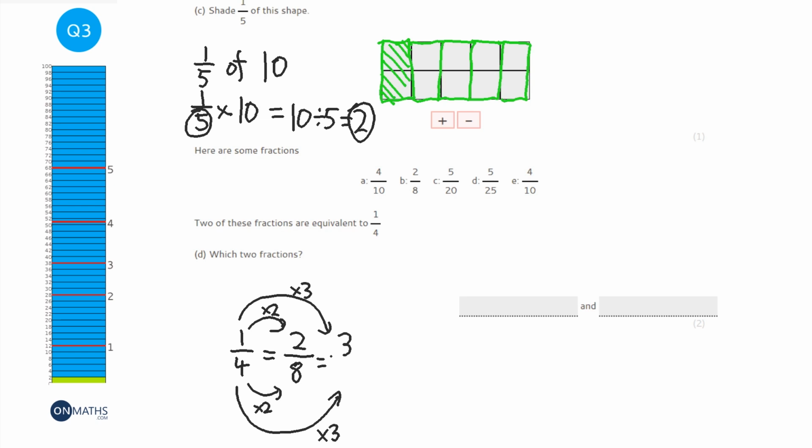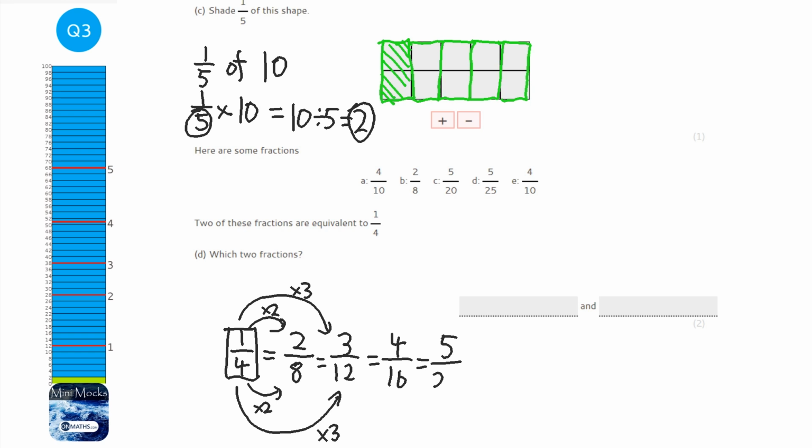So it would be 3 over 12. Then I'm going to times them both by 4, and I'm just looking at this original fraction here. I'm going to times them both by 4, so it would be 4 over 16. Then times them both by 5, 5 over 20. Now all those fractions are equivalent, which means the same as a quarter.